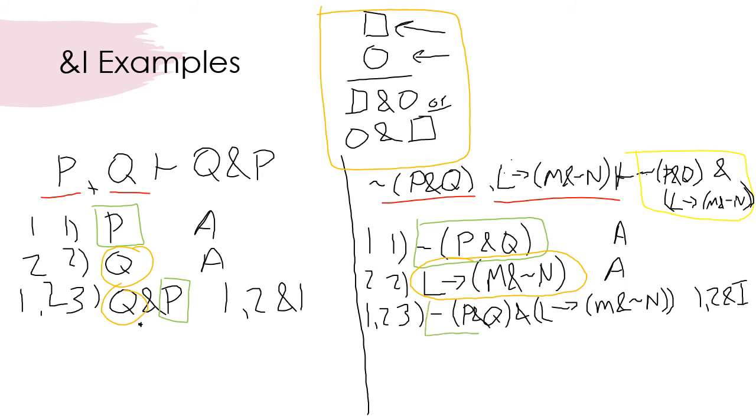So it's the same thing as we've got here on the left-hand side, here on the right-hand side. We have a square in the not P and Q. We have a circle in the L arrow M and not N. And then we just put them both together, because it says if I have this thing and I have this other thing, then I'll just put an ampersand in between them and match them up. It's like saying I have a 2 and I have a 3, so I can write 2 plus 3. It's the same thing.